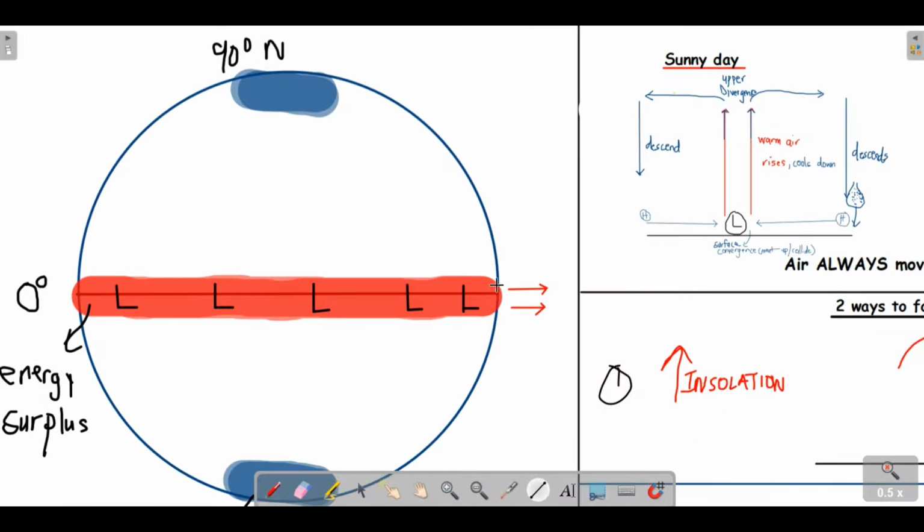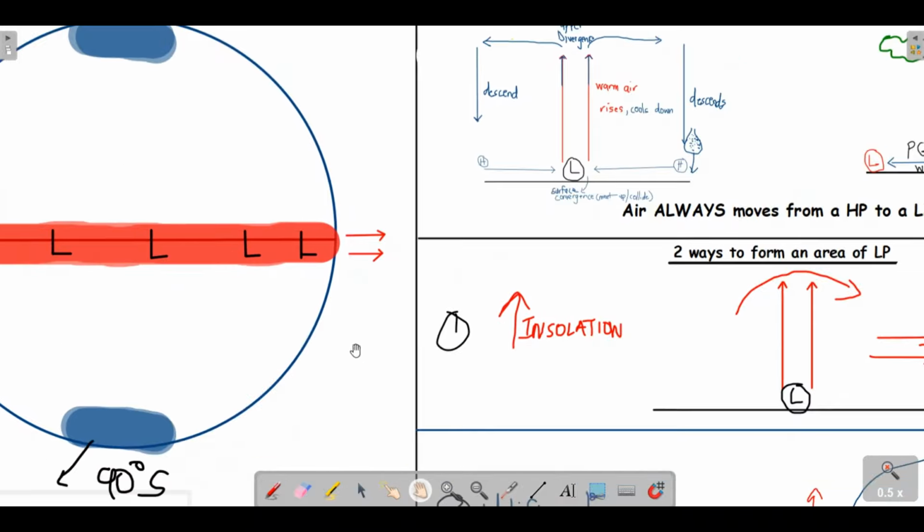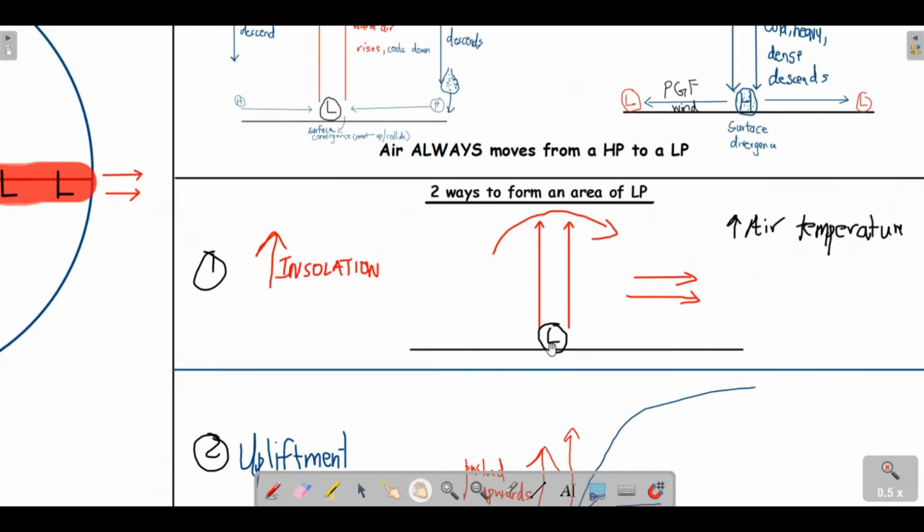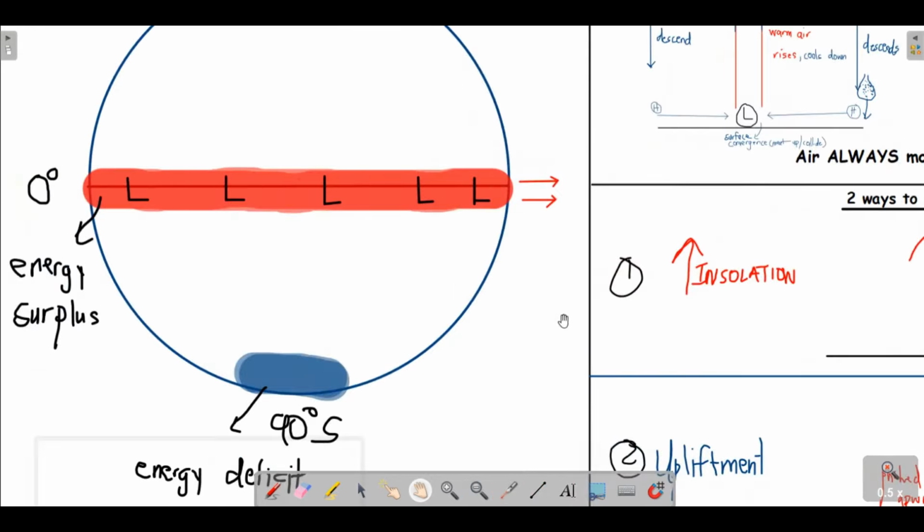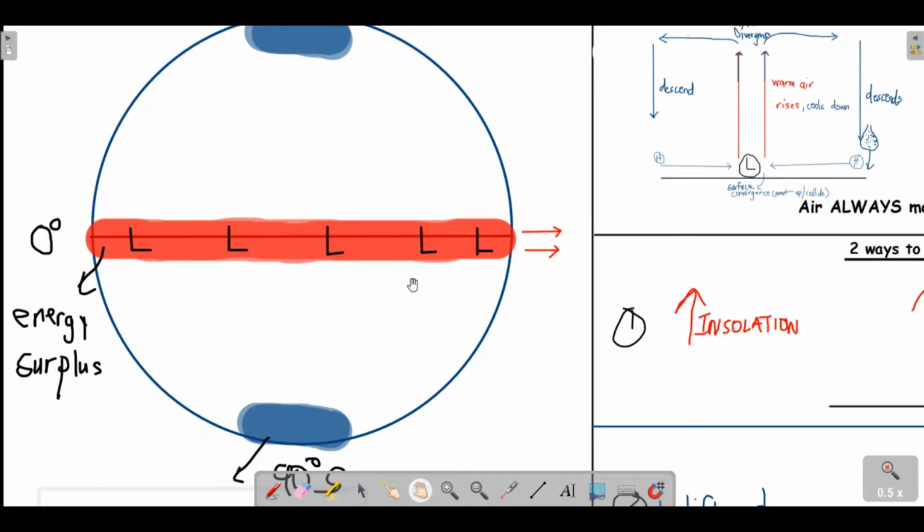Don't be confused by these arrows. These arrows mean that air is rising up from the surface. We are demonstrating this, but on this diagram. So please note that.